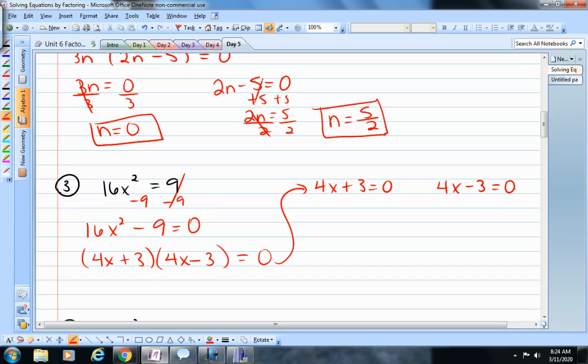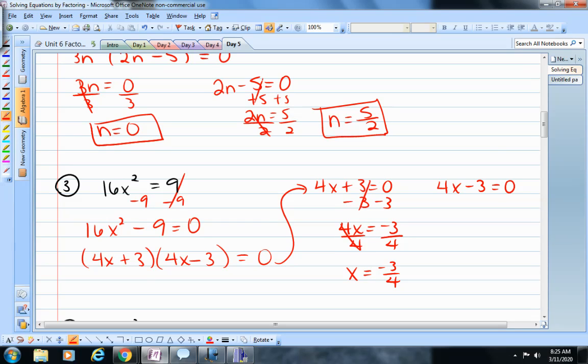Creatures of habit. How do I solve 4x plus 3 equals 0? Subtract 3. So 4x equals negative 3. And then what? Divide by 4. x equals negative 3/4. Leave it a fraction.